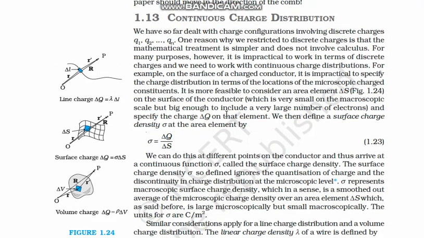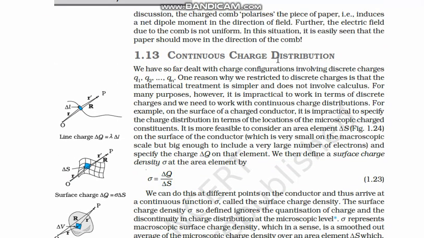So now we have reached another topic. Once we are done with the dipole, we have reached a new topic, continuous charge distribution. Remember, in the first chapter we discussed that charges are very small and these charges are discrete like these points, but when these points are very near to each other, we see it as a continuous line.